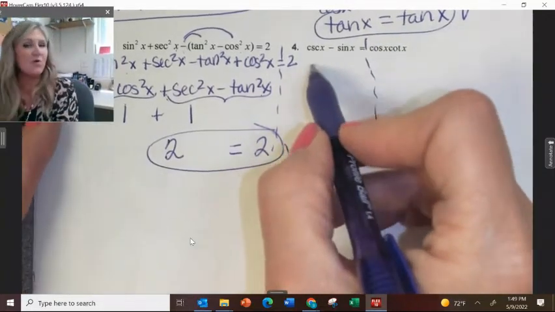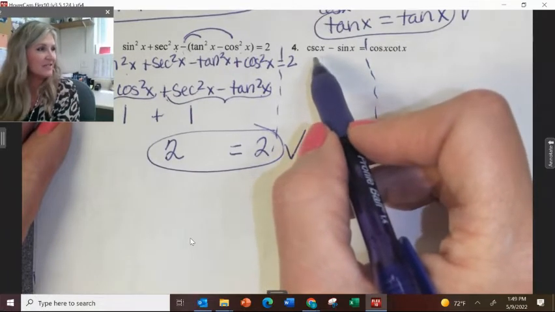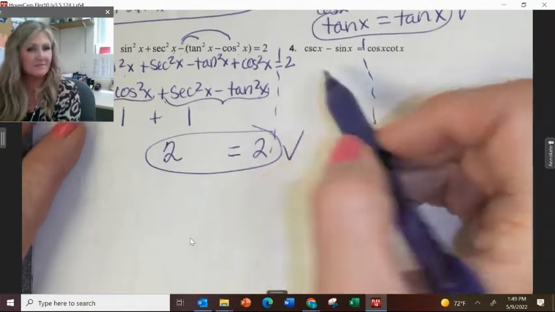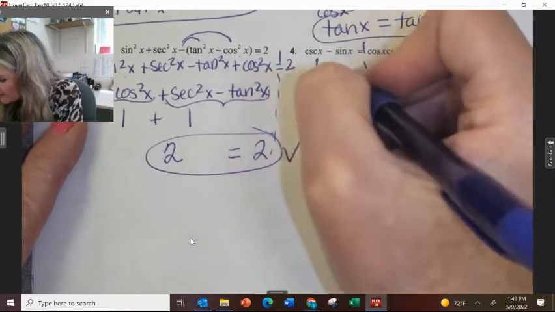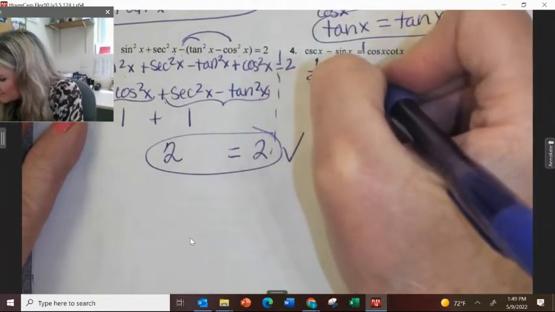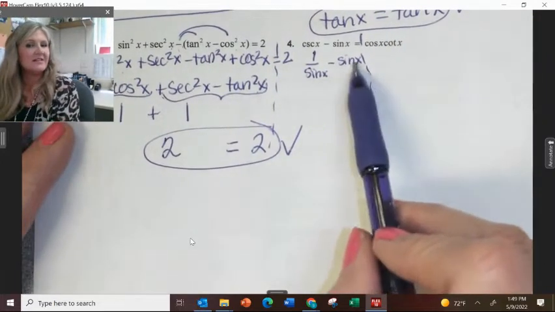Anybody have an idea on what we should do here? What do you want to do with cosecant? Okay, so 1 over sine minus sine x. All right, what do you guys think now?